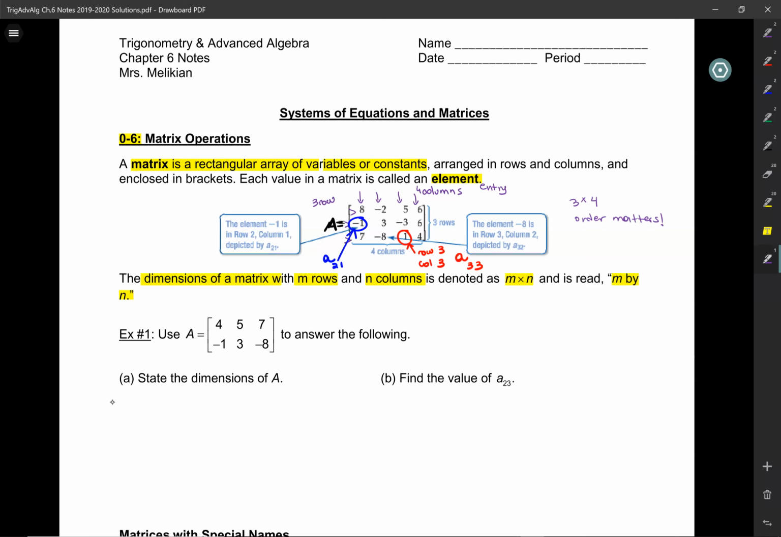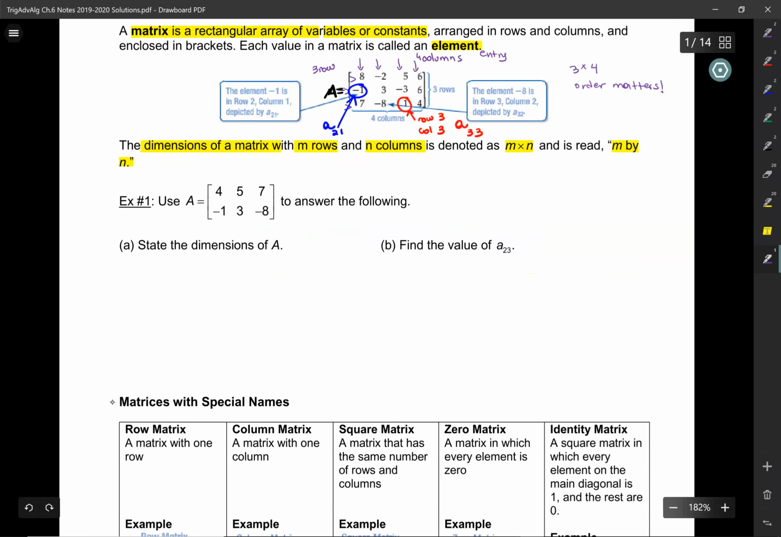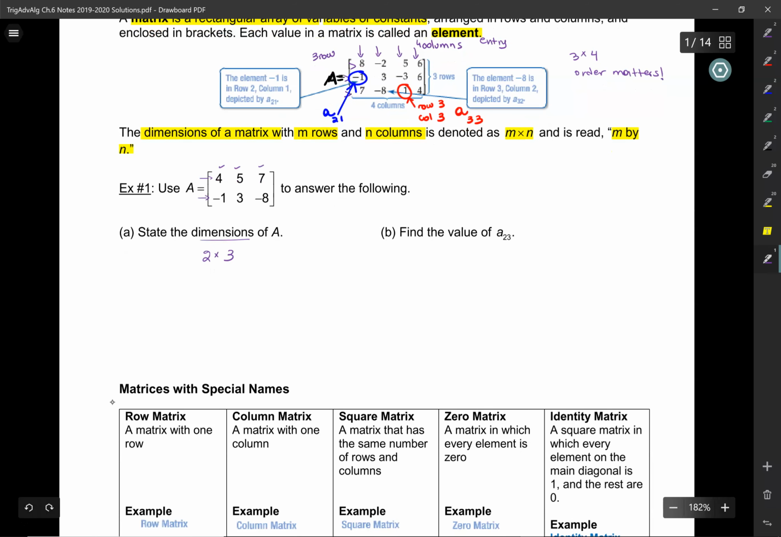So this is a matrix A right here. We want to state the dimensions of A. Well, this has 2 rows by 1, 2, 3 columns. So it's a 2 by 3. And now it says to find the value of A23. Row 2, column 3. Row 2, column 3, that's -8. So you just say that's -8.